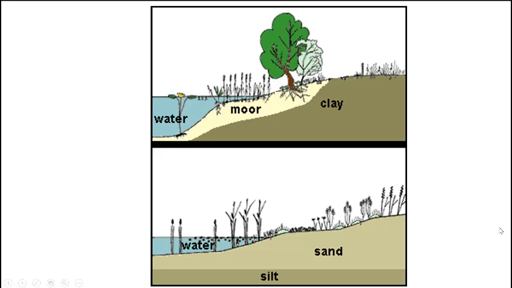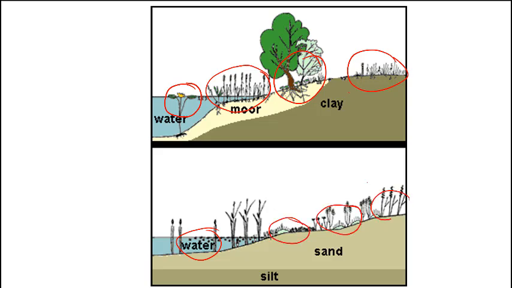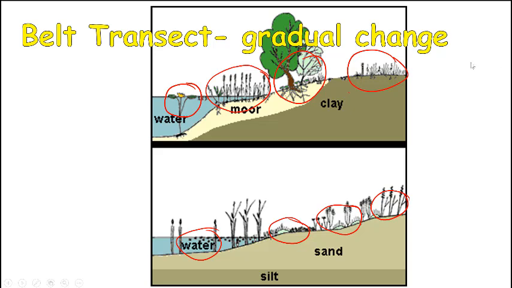The next one here is at a water side. So here you have the water, here you have the moor, and here you have clay soil. Now what you can see here is that there's one type of habitat here, then another change in a habitat here, another habitat, and a fourth habitat. Down here again, you can see there's 1, 2, 3, 4 different types of habitats. So in this case, there's gradual change or zonation, so you would use a belt transect.